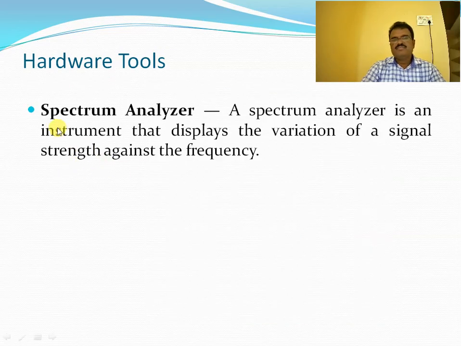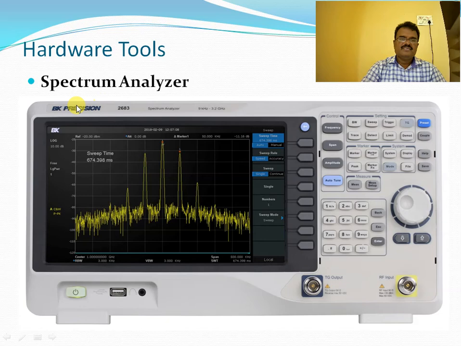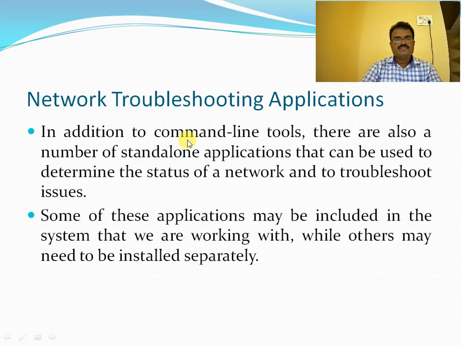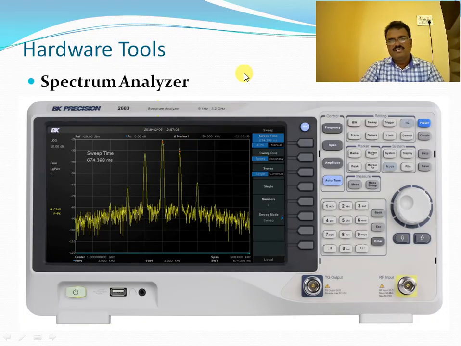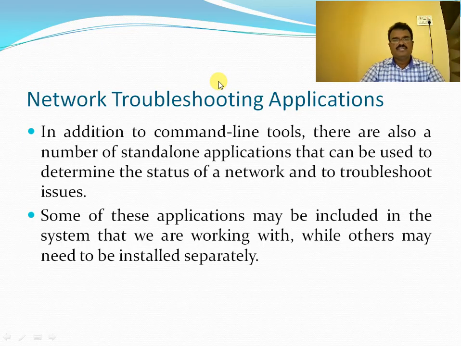So another hardware tool is the spectrum analyzer. A spectrum analyzer is an instrument that displays the variation of a signal strength against the frequency. So it checks the signal strength. So this is the spectrum analyzer, which checks the signal strength in the networking. So far these are the hardware tools we have seen which help in troubleshooting networks. Now we are going to see troubleshooting applications.